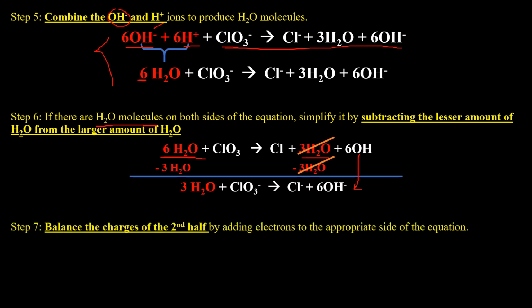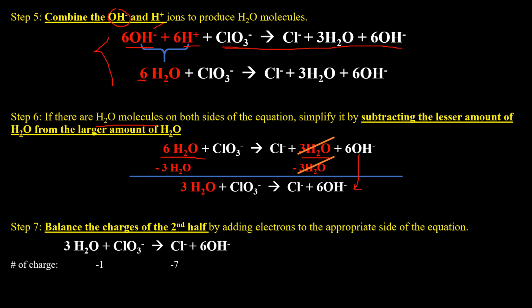Next, after simplifying the equation by subtracting water molecules, we now need to balance the charges of the second half by adding electrons to the appropriate side of the equation. So in this equation, from the result of step 6, we have 3H2O plus ClO3 negative yields Cl negative plus 6OH negative.